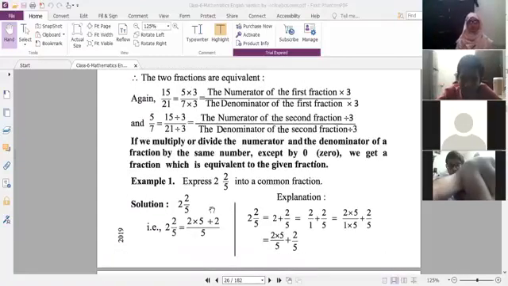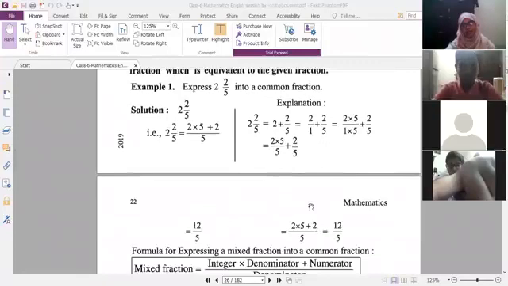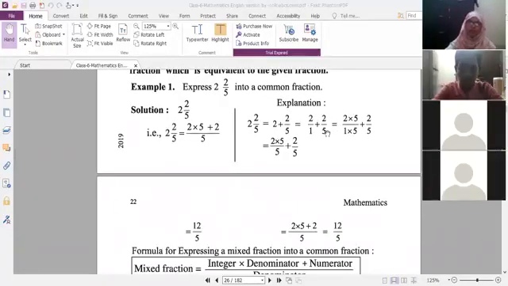Now, example 1 says that express 2 and 2 by 5 into a common fraction. Here, generally you know that 2 and 2 by 5 is equal to 2 plus 2 by 5. The explanation is here. 2 plus 2 by 5 is equal to, here 2 is the numerator and 1 is the denominator. So the LCM of this denominator 1 and 5, we get here LCM is 5.